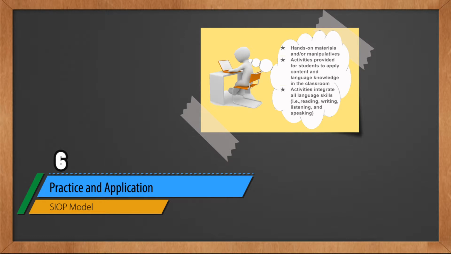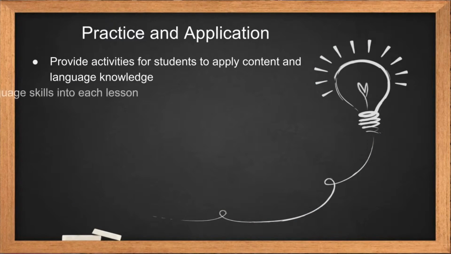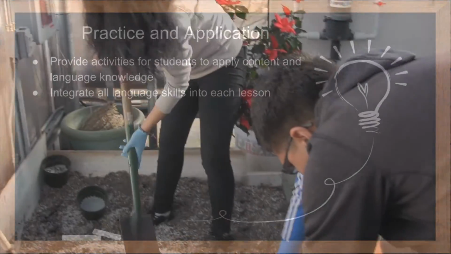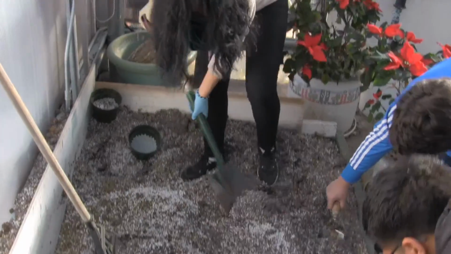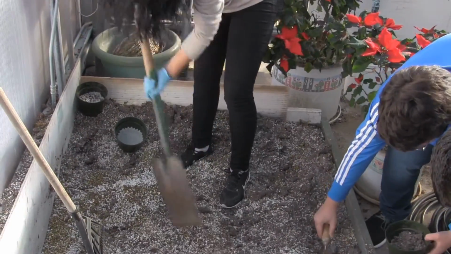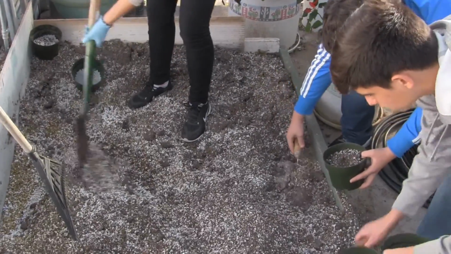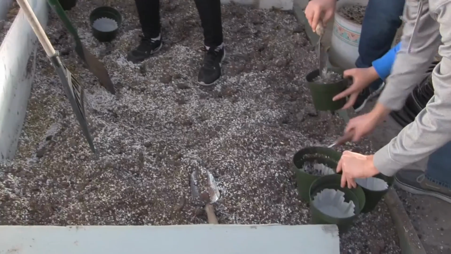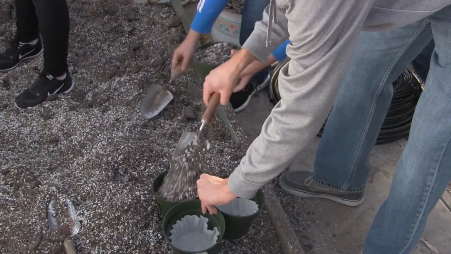Lessons should include multiple opportunities for students to use hands-on materials or manipulatives in order to apply content and language skills. Hands-on activities and materials enable students to forge connections between abstract and concrete concepts. Students make these connections most effectively when they are engaged in activities that integrate all language skills, such as listening, speaking, reading, and writing.